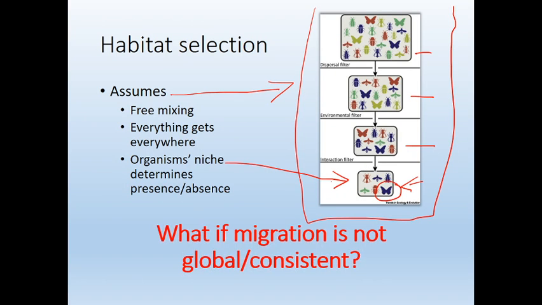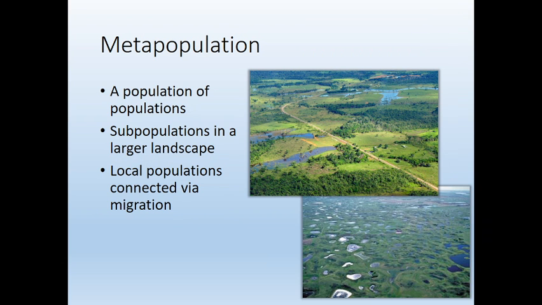The question that this idea of metapopulations gets into is, what if migration is not a global consistent thing, right? So species might not get there just due to complete randomness. This brings us to the idea of metapopulations. What is a metapopulation? It means a population of populations. Another way to explain it is subpopulations in a larger landscape, or local smaller populations that are connected via migration.